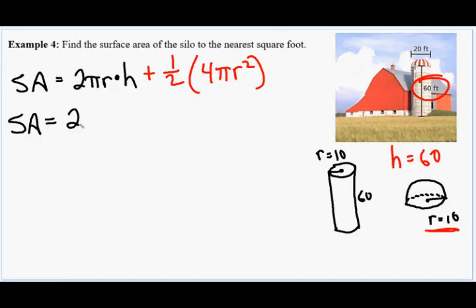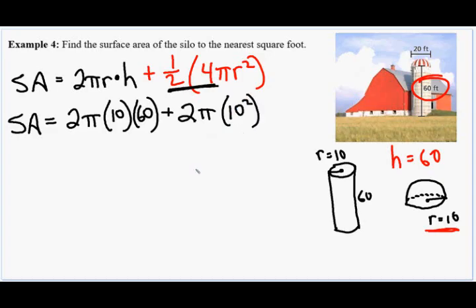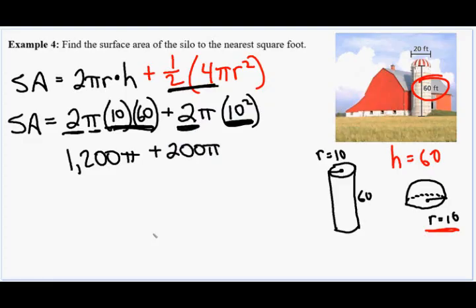Our surface area is 2 times pi times radius 10 times height 60 plus, let's do this, half of 4. That turns into a 2 pi. Radius again is 10, so that will be 10 squared. So let's see here. 10 times 60 is 600. 2 times 600 is 1,200, and we got a pi there. Plus 100 is 10 squared. 100 times 2 is 200 pi. So these add up to 1,400 pi. And that would be square feet.